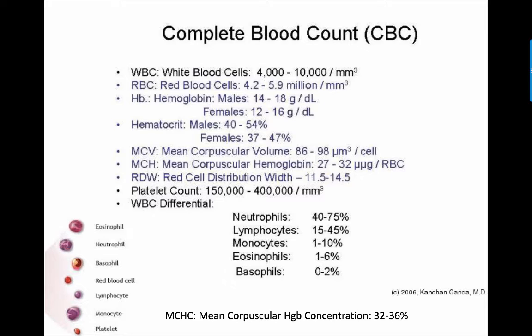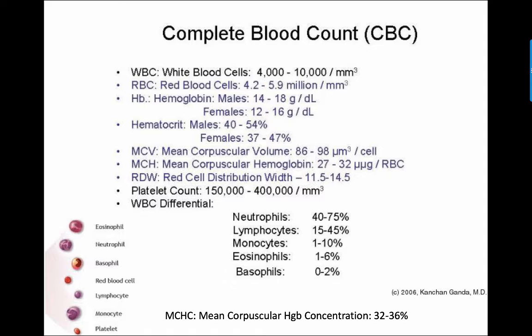Your H&H, those are for a male 14 to 18 and 40 to 54, and of course for a female is usually a little bit less, 12 to 16 and 37 to 47. And then you look at your MCV, which is where your differential comes from, where you have the size of the red blood cell, the weight of the red blood cell, and the amount of hemoglobin that's actually inside the red blood cell.